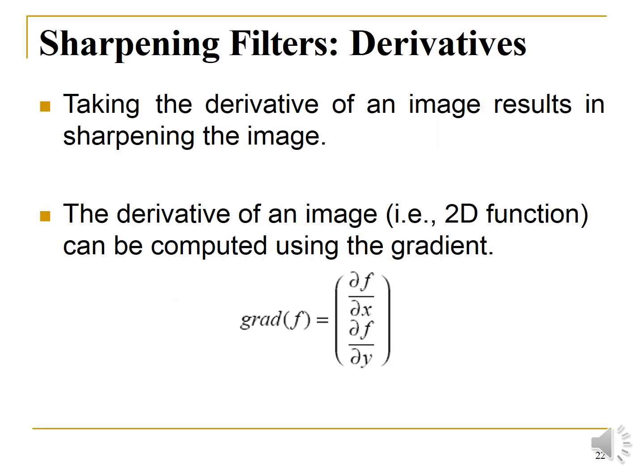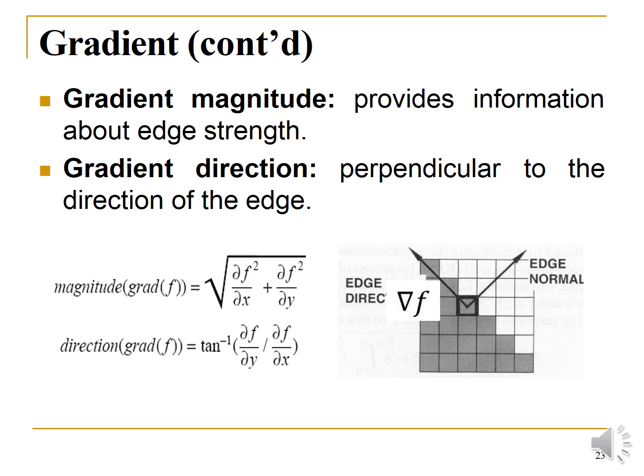I already told you we are using the gradient function in sharpening filters. So this is the gradient function, that is grad of f is dou f by dou x and another term dou f by dou y along the x and y coordinates according to the pixel we are taking on the axis. Gradient magnitude, we choose it in order to collect the information about the edge strength, and another one is gradient direction. We choose the gradient direction because it is perpendicular to the direction of the edge.